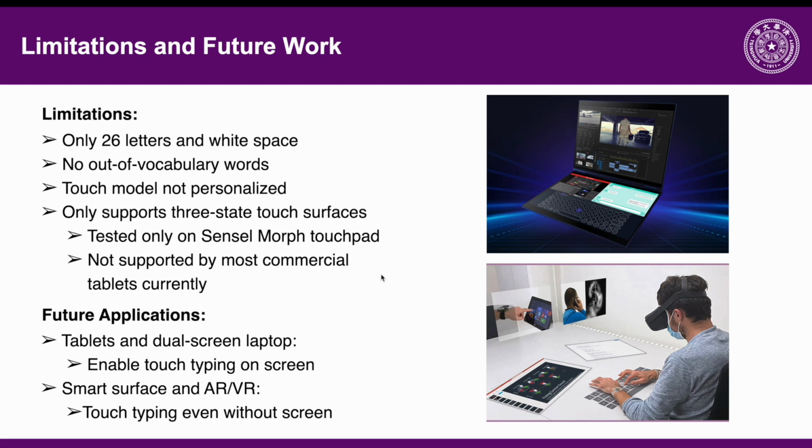For example, if a tablet or dual-screen laptop can prevent unintentional touches accurately, it can use ResType to support efficient touch typing. Furthermore, ResType has an invisible keyboard, which means it does not even need a screen at all. It can be implemented on smart surfaces like tabletops with pressure sensing ability to benefit anywhere typing or AR/VR typing. We can anticipate further applications of ResType as ubiquitous computing develops further and deeper.